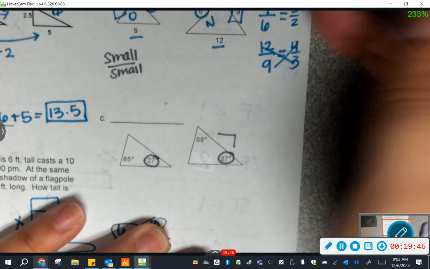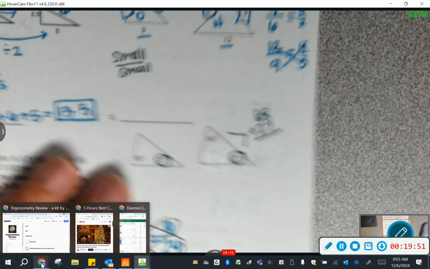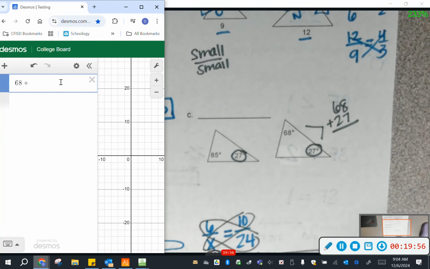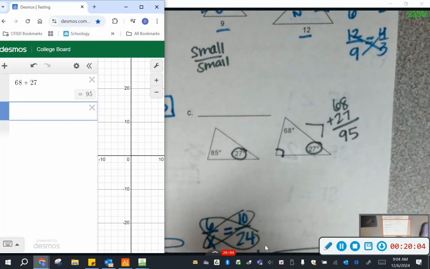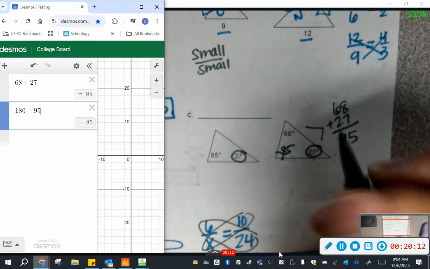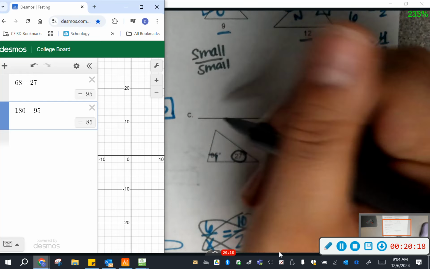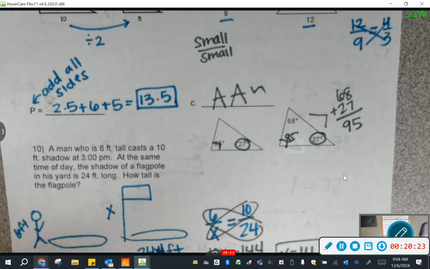I can add these two together. 68 plus 27. I'm going to do that in my calculator so I don't have to think too hard. 68 plus 27. And then what am I going to do with that number? Nope, not divide. Go back to what we did last test. How do I find this angle right here? Subtract it by 180. What is 180 minus 95? So even though I didn't see it in the beginning, do they actually have two numbers that are the same? So this is angle similar, because two angles are the same.